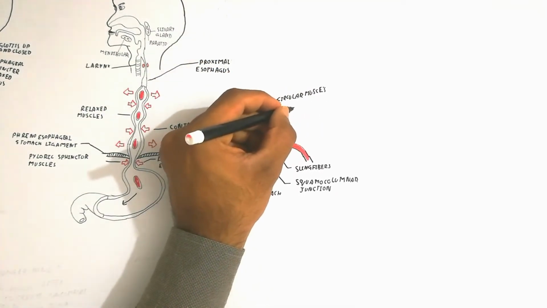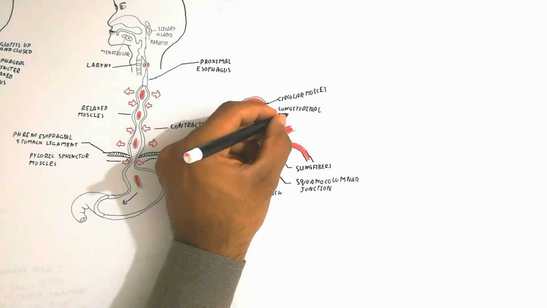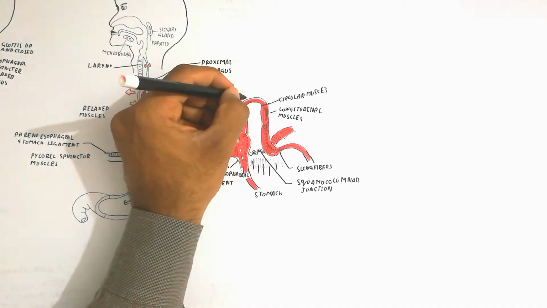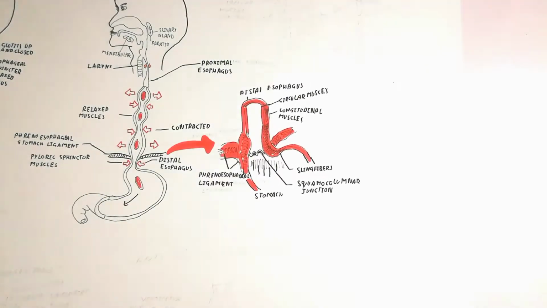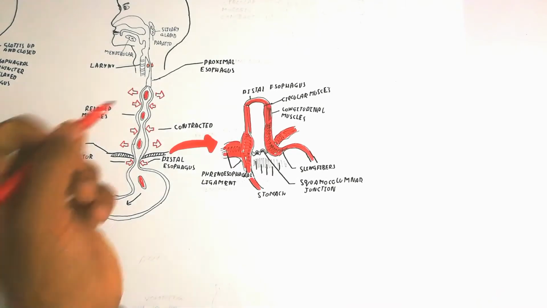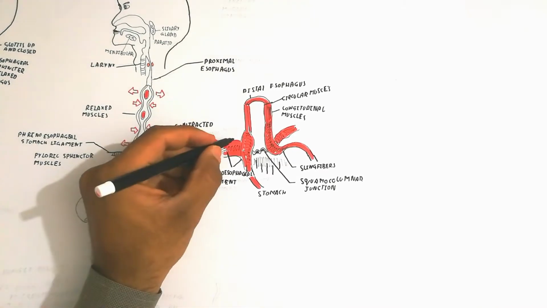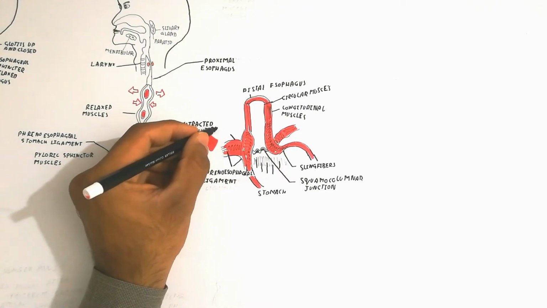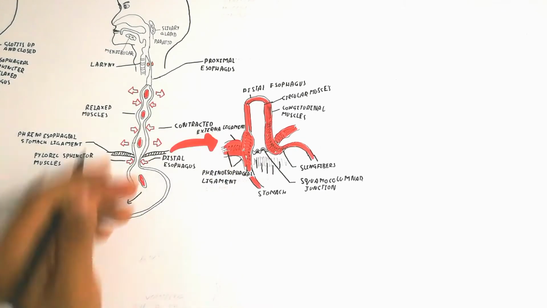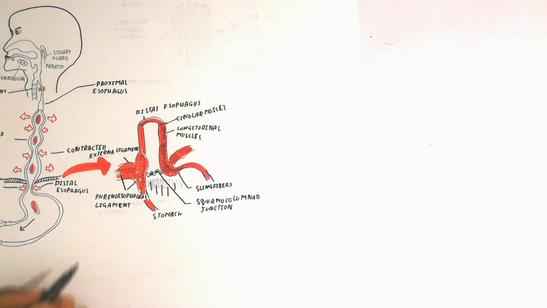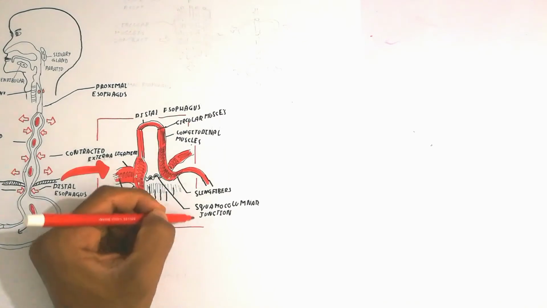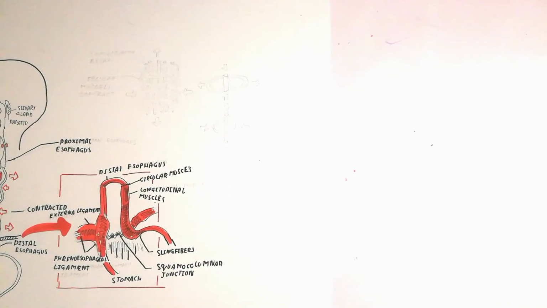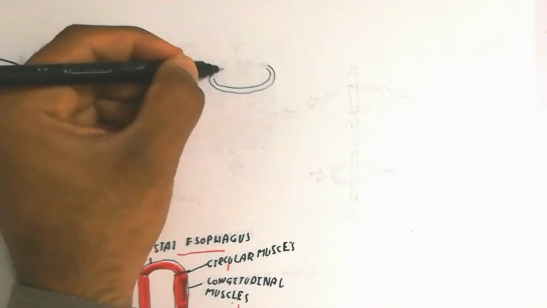So here, in the distal esophagus, the circular muscles and longitudinal muscles work antagonistically. Antagonistically means that when one muscle contracts, the other muscle relaxes, and the muscle that was relaxed is going to contract while the other is going to relax. Contract, relax, contract: that is the major system known as antagonistic or opposite function of the muscles.